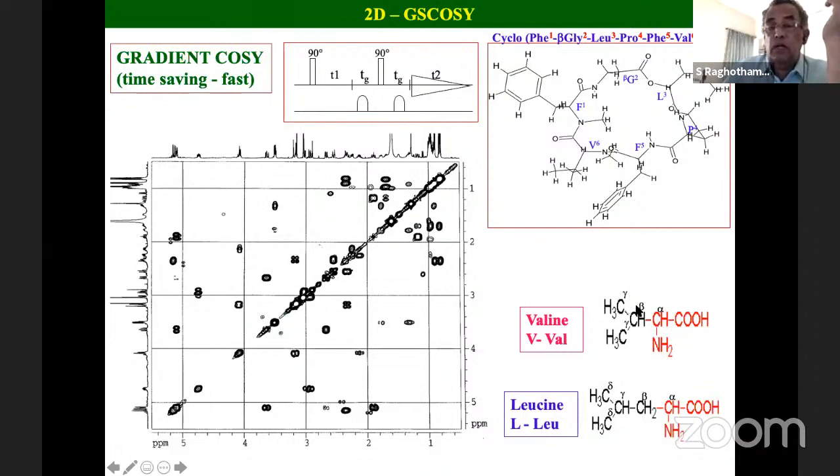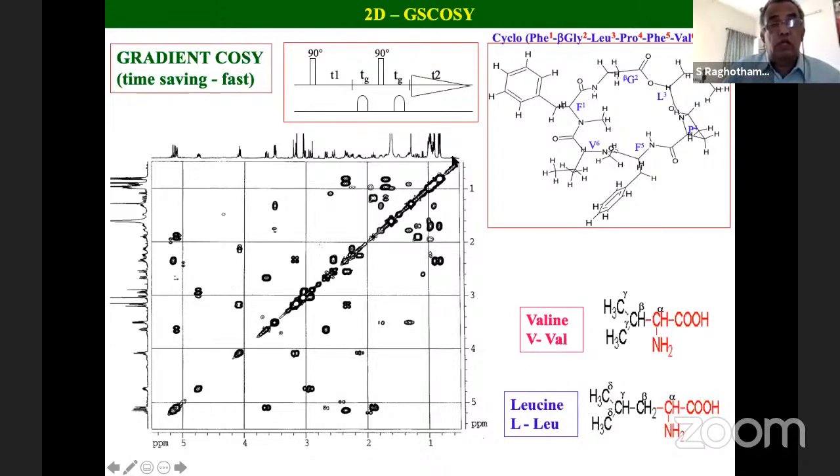So now I have again straight away gone to a peptide sample. This is a hexapeptide, a cyclic hexapeptide. When you analyze your peptides, it becomes very important to assign all these peaks. There are certain patterns here that I'll be telling you as we go along. It is made up of phenylalanine, beta-glycine, leucine, proline, phenylalanine, and valine. I've simply taken 2 of these residues here just to explain this.